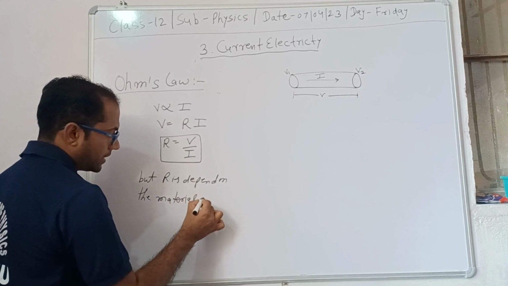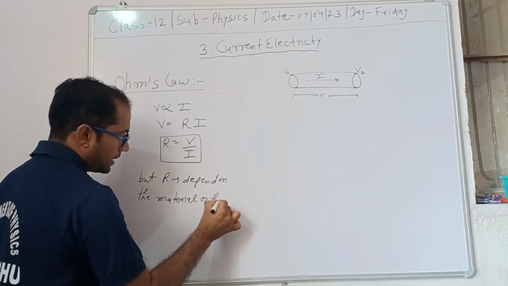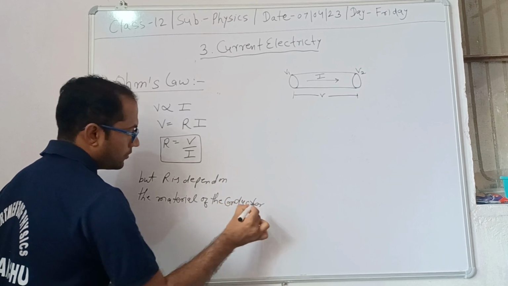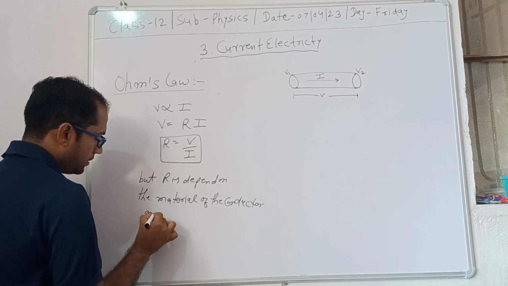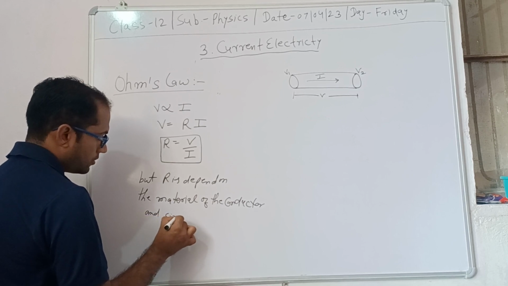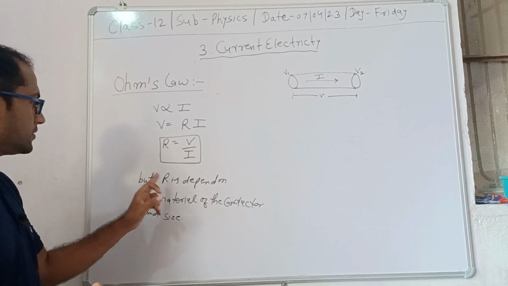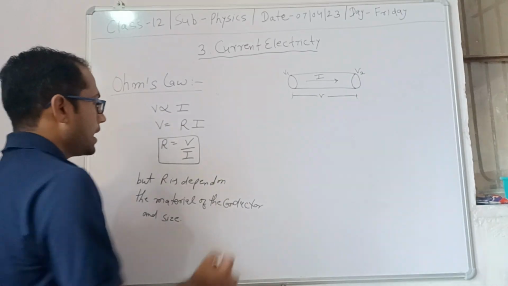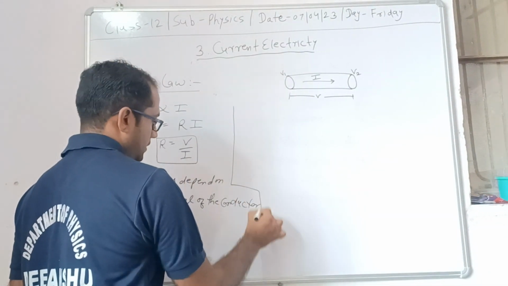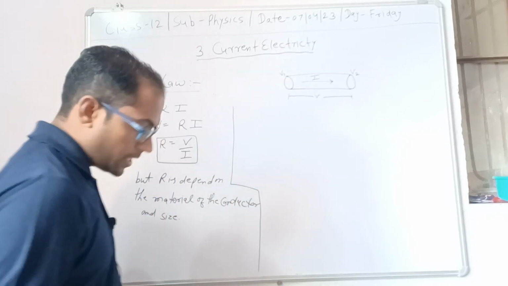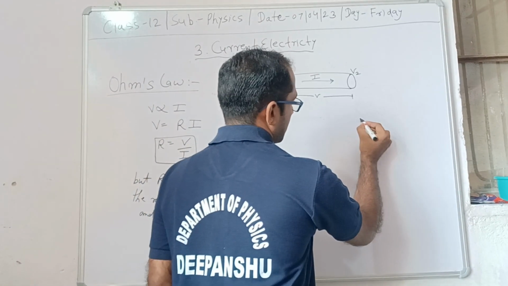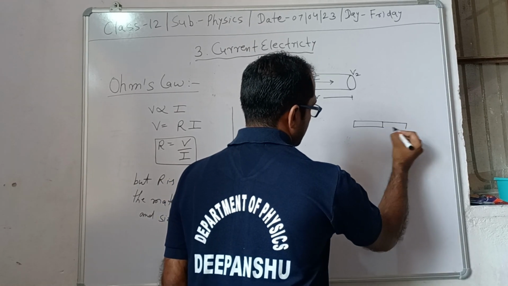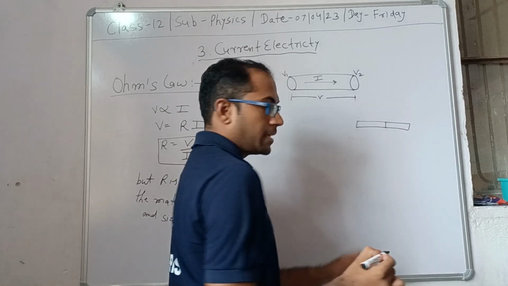R depends on the material of the conductor, and also on its size. How does R depend on the material and size of the conductor? So I prove this statement. I am taking two conductors like this, first and second, and they are the same material.